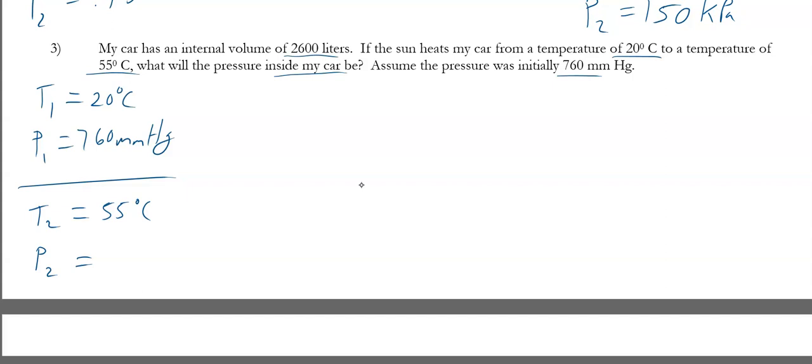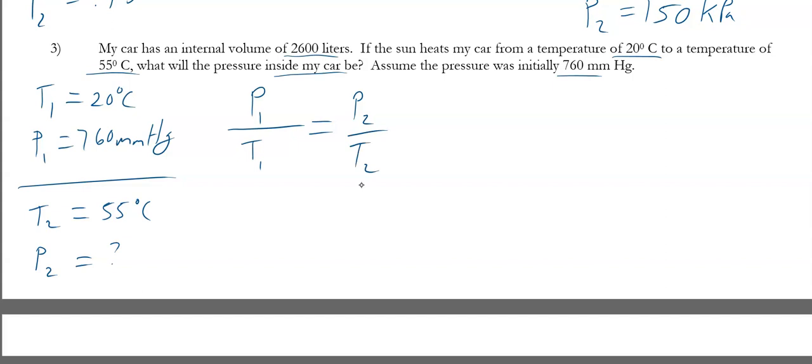Okay, so we're solving for P2. Let's write out our gas law. And this time I'm going to skip writing down the variables that we don't need. So it would be P1 times V1, but I don't need the V1 because volume doesn't change, equals N1, which I don't need because the moles doesn't change, times T1, equals P2 over T2. So those are the variables that I need to work with here.